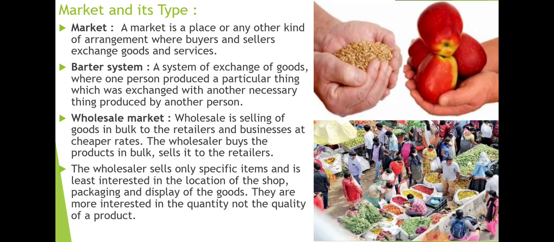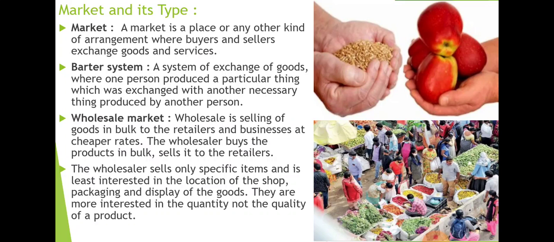A market is a place or any other kind of arrangement where buyers and sellers exchange goods and services. If you have purchased a product and given money to the shopkeeper, you exchanged the product in return for the currency, for the money. So that comes under the market. If it happens in a particular place, that place is designated as a market where you can purchase a product and give money in return.